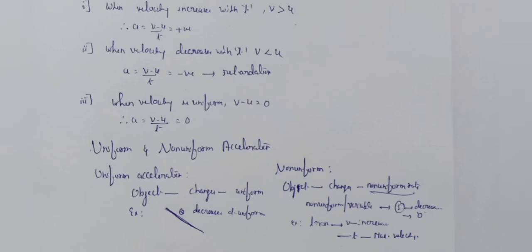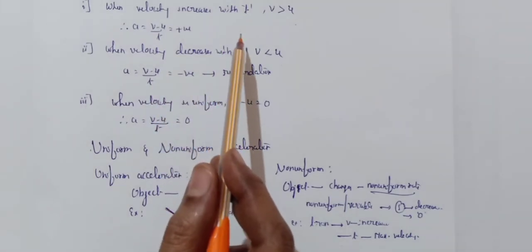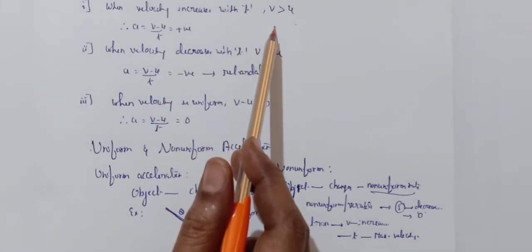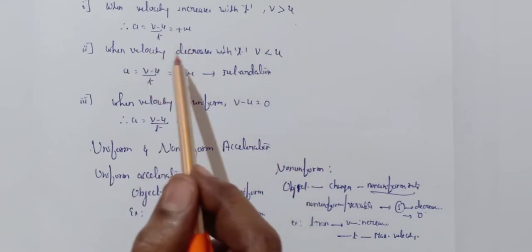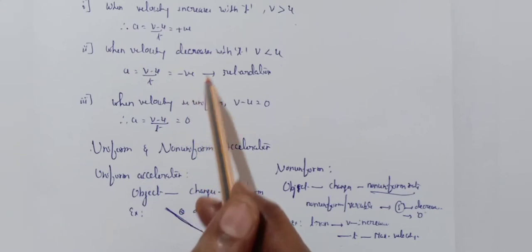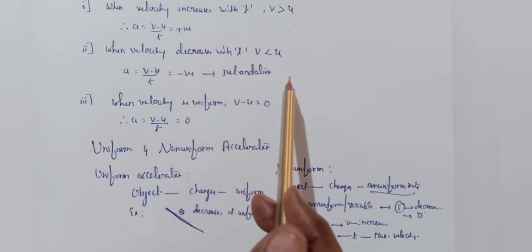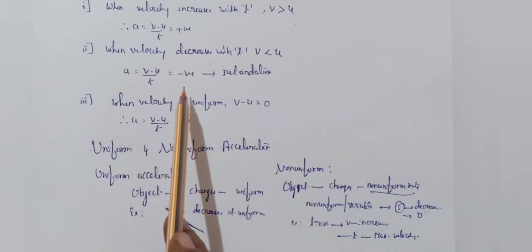Now you know what is acceleration. Acceleration means the rate of change of velocity with time is called acceleration. And the acceleration is denoted by a is equal to v minus u by t. And the acceleration may be positive, it may be negative, or it may be 0. When the velocity of the object increases with the time, then the final velocity is greater than initial velocity, then the acceleration is positive. When the velocity decreases with the time, then the final velocity is less than the initial velocity, then the acceleration is negative.